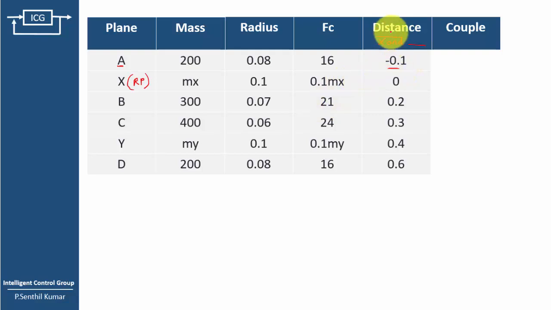Then the distance between X and again the reference plane. Here the corresponding plane X, the distance between X and X is 0. The next one, the distance between X and corresponding plane B. So X to B is 200 mm.